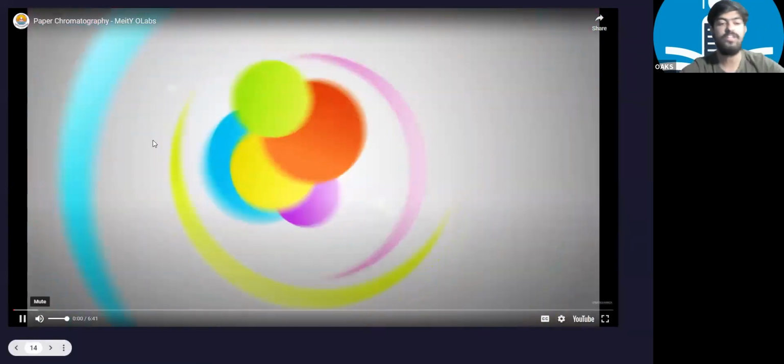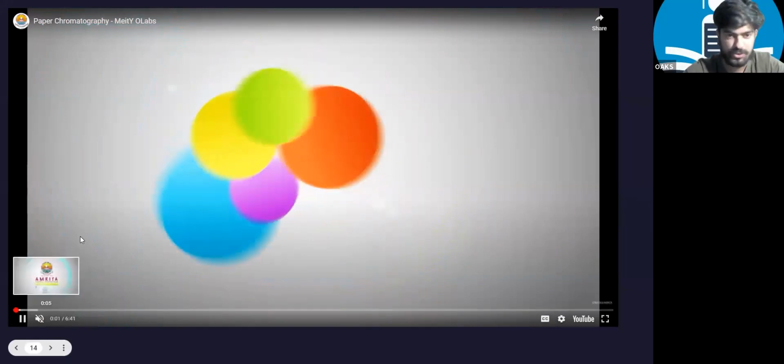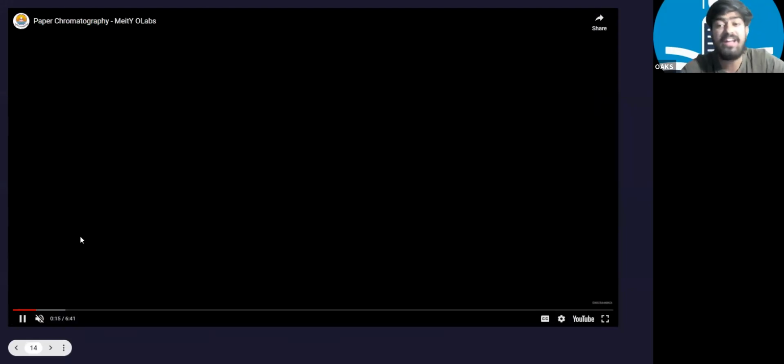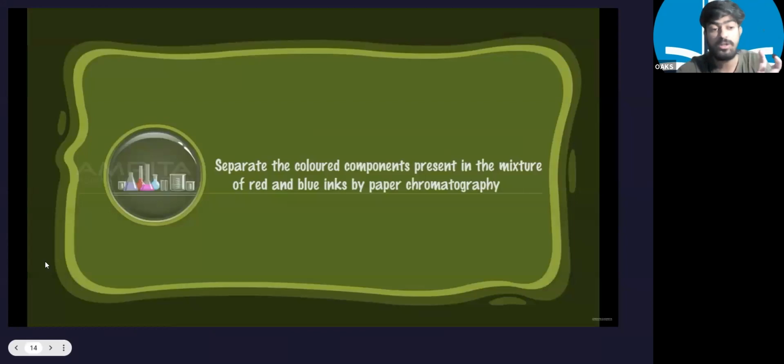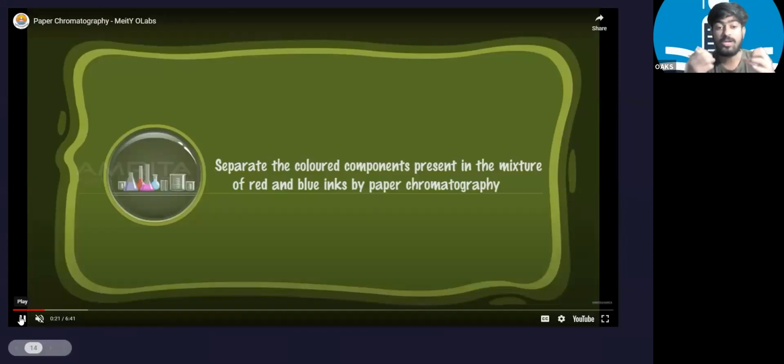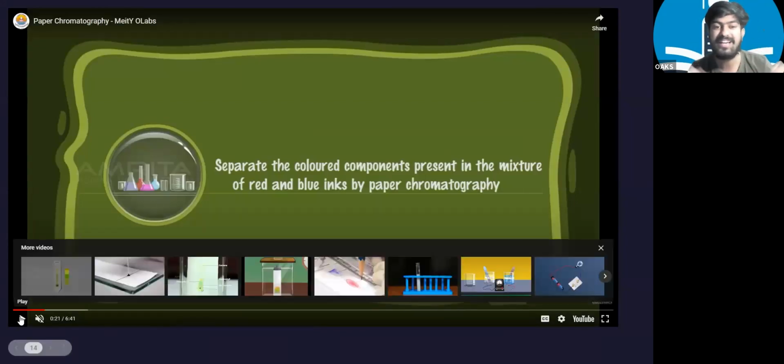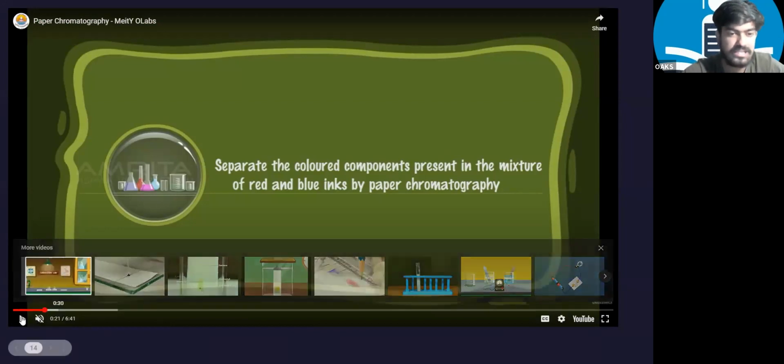So let's start with the process called paper chromatography. Why are we doing this? We want to see what components are present inside a black ink. Can you see the other inks in the black color? No, we can't, right? But there are some colors present in the black ink. So we just want to separate those colors.